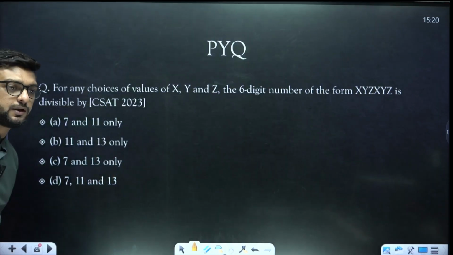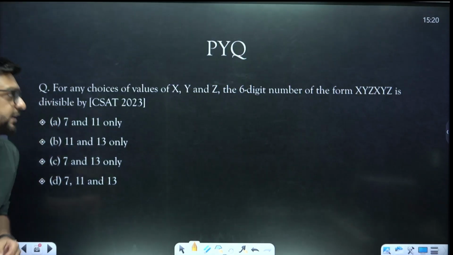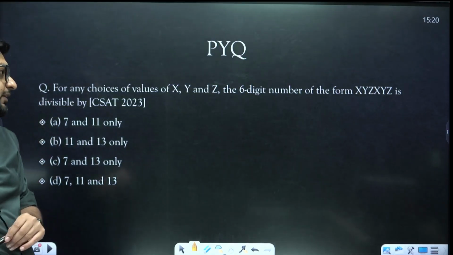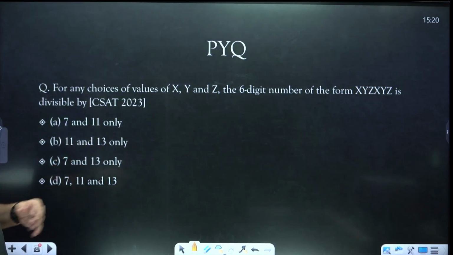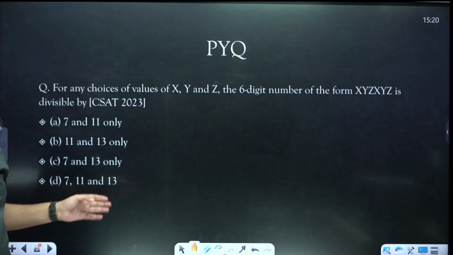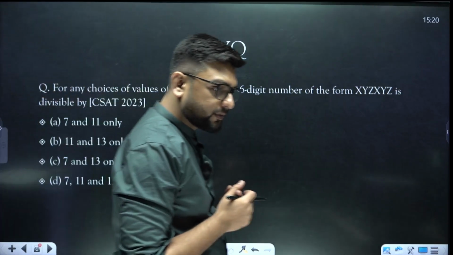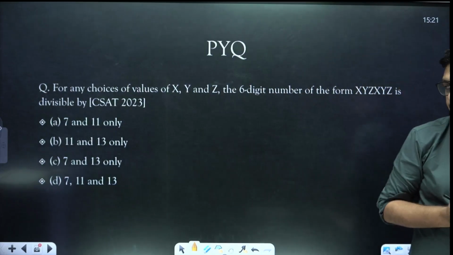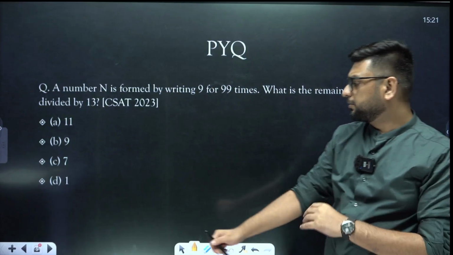ये आंसर तो कर लोगे यार. Do this one. For any choices of values x, y, z, the 6-digit number of the form xyzxyz is divisible by 7 and 11, 11 and 13, 7 and 13, 7, 11 and 13. Yes, yes, exactly. ठीक है? All right. ये तो हो गया.